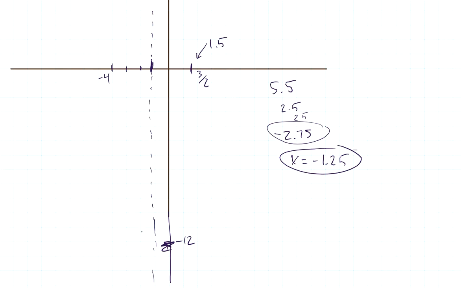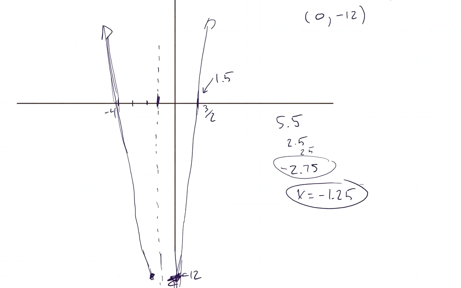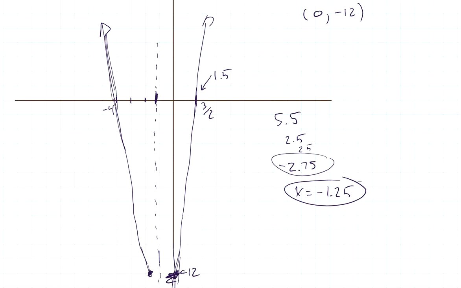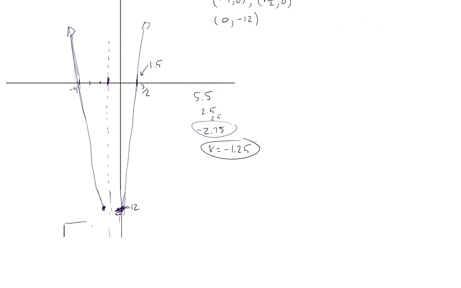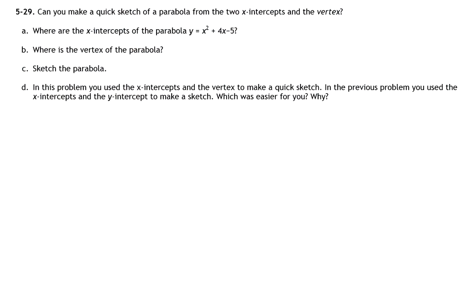If I'm just producing a crude sketch here, I would say it's something like this. It's definitely opening upwards. It's coming down here, hitting this point, and coming up here. Because I don't know the exact vertex, I don't know exactly what's happening down here. Let me zoom out a little bit. We could figure that out by plugging in the -1 1/4 and finding exactly what y is.